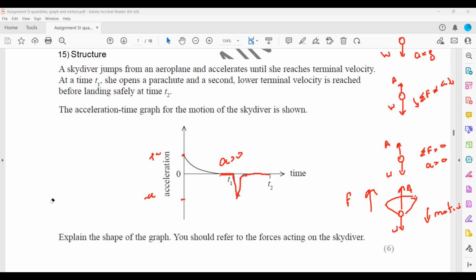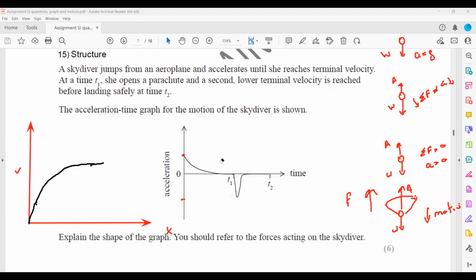Normally, for skydivers, what they provide is a speed time or velocity time graph. So this is actually the velocity. If we sketch a velocity time graph for a skydiver, initially she has a constant or maximum acceleration. Then the acceleration starts to decrease, the slope will decrease, and then she moves at a constant speed, or no acceleration.